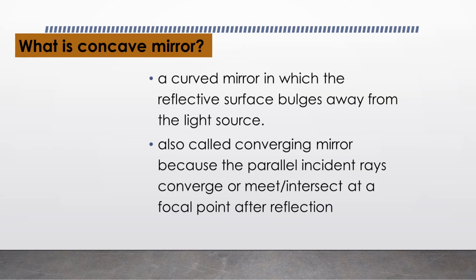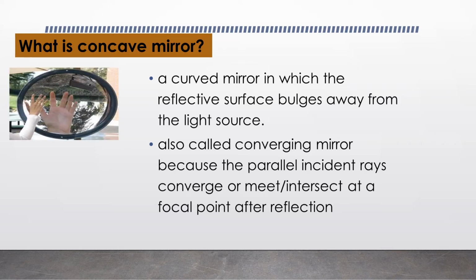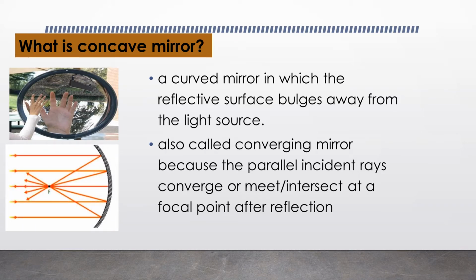What is concave mirror? Concave mirror, a curved mirror in which the reflective surface bulges away from the light source. So, the reflective surface is far from the light source. Okay? Now, it is also called converging mirror because the parallel incident rays converge or meet or intersect at a focal point after reflection.